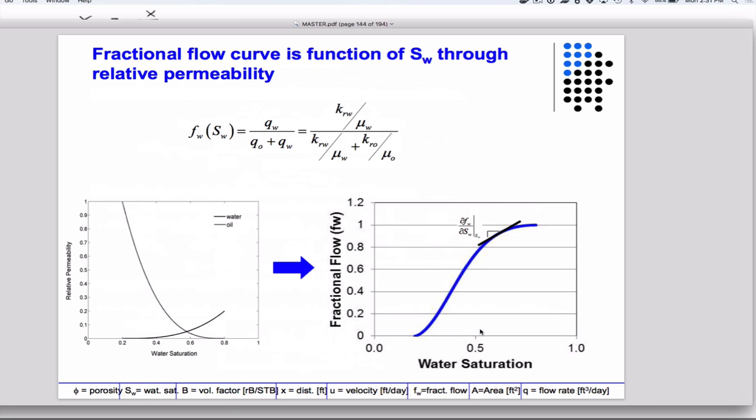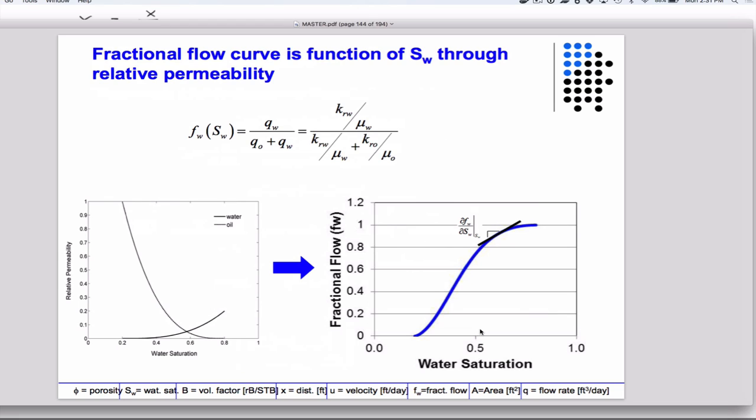And the way we come up with the fractional flow, right, the fractional flow is just what I said earlier. It's the fraction of the water flow rate with respect to the total flow rate. So the total flow rate is the flow rate of the oil plus the water. So it's just the flow rate of the water divided by the flow rate of the oil plus the water.